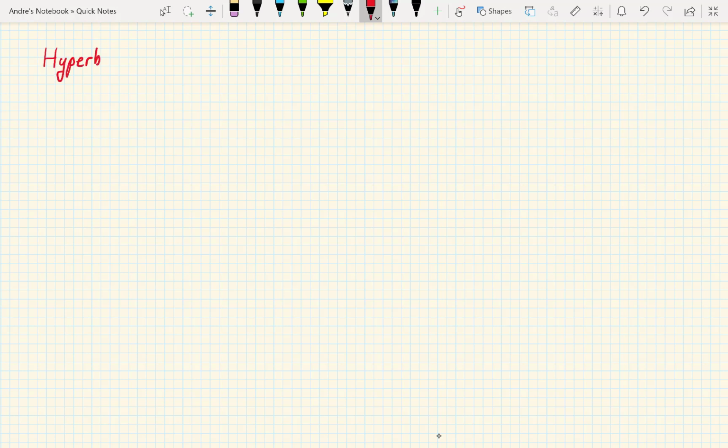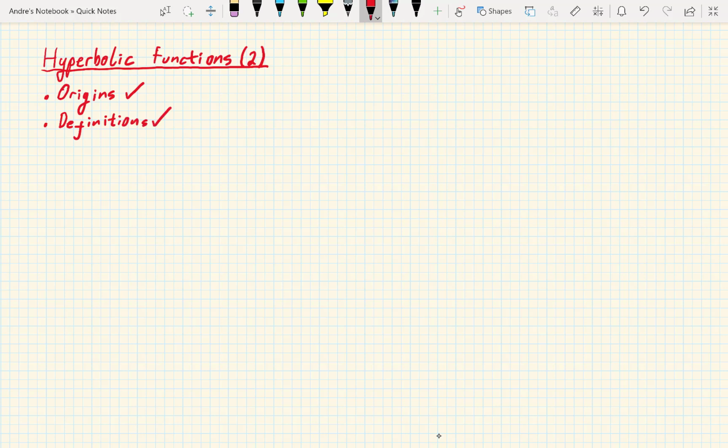Hello, this is the second in a series of presentations about hyperbolic functions. In the first presentation, we looked at the origin of hyperbolic functions, their definitions, and various identities that connect them. In this presentation, we'll look at sketching the main hyperbolic functions and then derive expressions for their inverses.